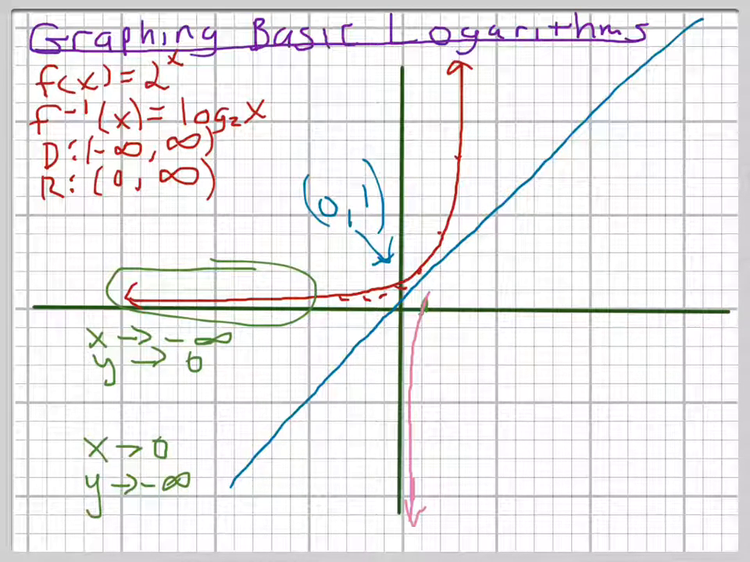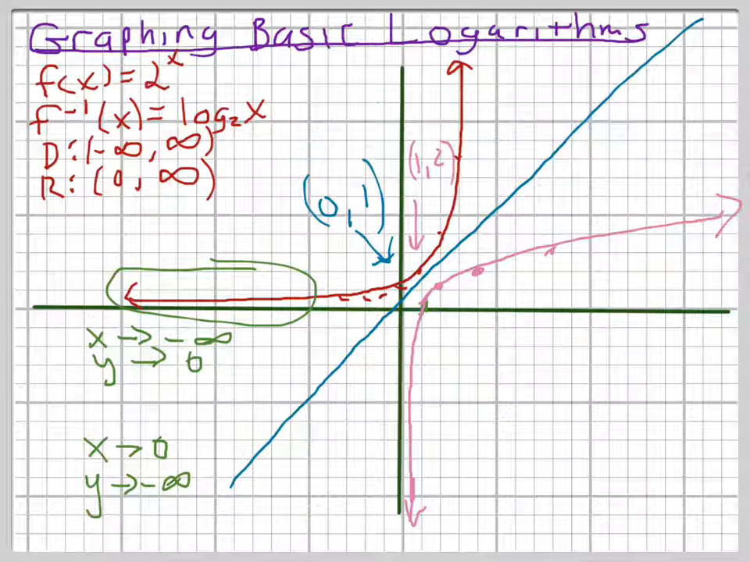Okay, well let's pick a few other points that I said were on this y equals 2 to the x. We said the point (1, 2) is on there, so guess what? (2, 1) is on the logarithm. And the point (2, 4) is on y equals 2 to the x, so the point (4, 2) is on the log of x. And as is the point (8, 3).